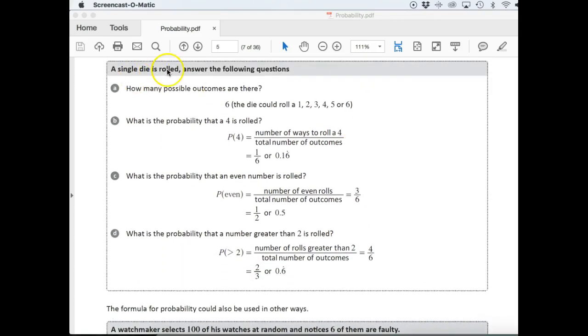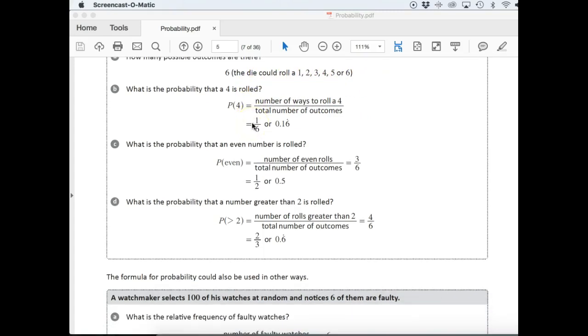Alrighty, so let's have a look. A single die is rolled. Answer the following questions. How many possible outcomes are there? Alright, so we're rolling a dice and you've got 6 outcomes. And this one spells out 1, 2, 3, 4, 5 or 6.